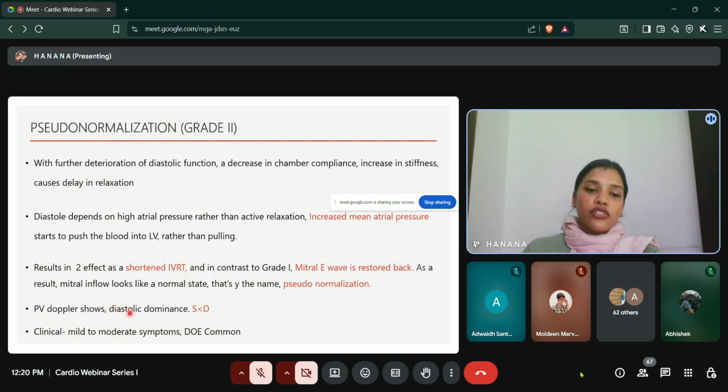So the pulse wave Doppler actually shows the diastolic dominance. The S wave reduces and the D wave increases. So the abnormality is here also. And clinically, it is showing mild to moderate symptoms, and dyspnea on exertion is very common.